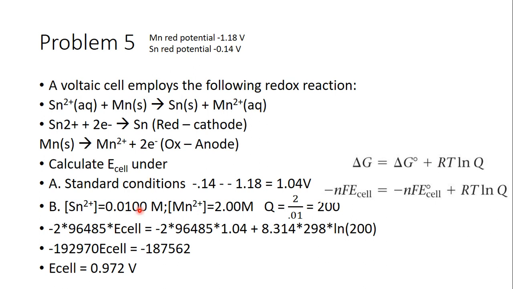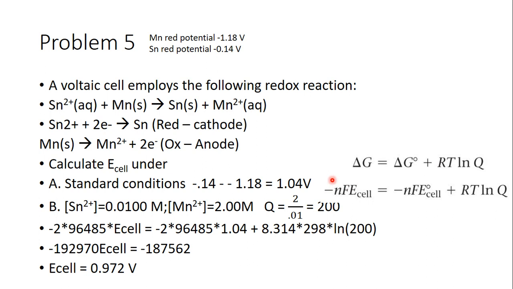Now in B, we want E cell when tin is 0.01 and manganese is 2. Our Q is products over reactants. Mn2+ is a product. Sn2+ is our reactant. So this is 2 divided by 0.01, which is 200. So that's our Q.